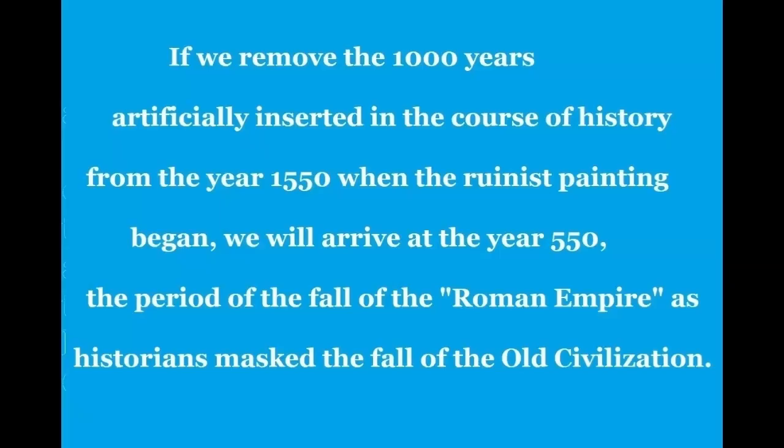If we remove the 1,000 years artificially inserted in the course of history, from the year 1550 when the Ruinist painting began, we will arrive at the year 550, the period of the fall of the Roman Empire, as historians mask the fall of the old civilization.